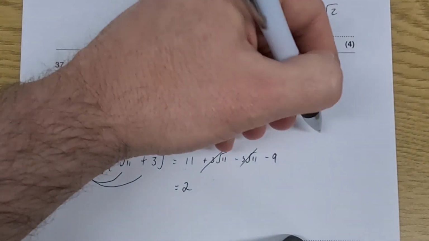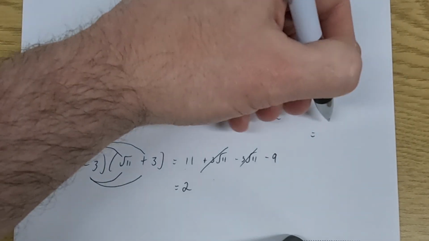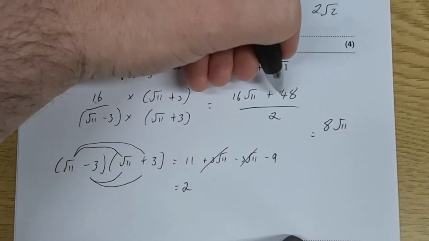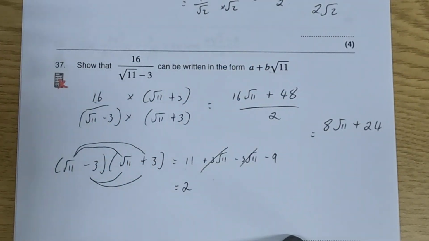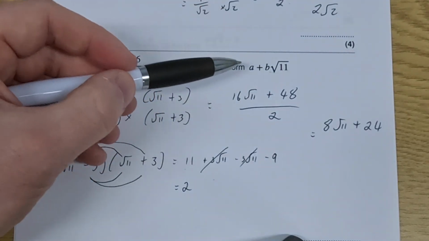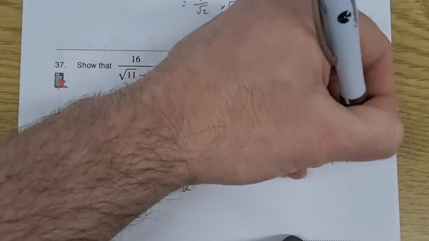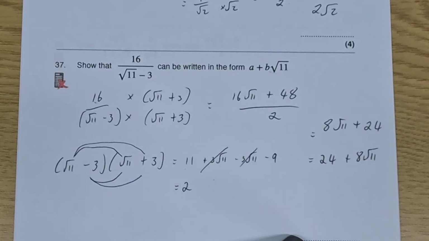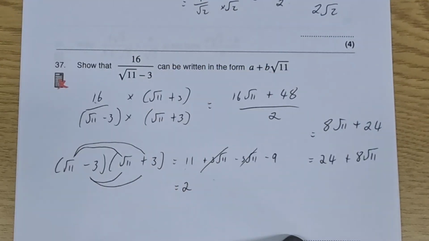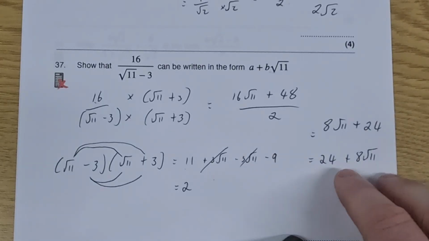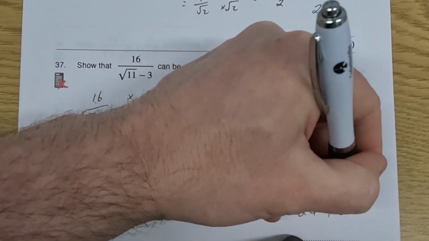This is quite nice, this question. So if we divide both of these by 2, 16 lots of root 11 divided by 2 would be 8 lots of root 11. And then we have plus 48, but we're dividing by 2, so it'll be plus 24. And we're almost there, because if we look here, we want it in the form of a plus b root 11. So let's turn this around to be 24 plus 8 root 11. And that's it. So a is equal to 24 and b is equal to 8. So we've rationalised the denominator, and we've got our answer of 24 plus 8 root 11. So let's write that down. 24 plus 8 root 11.